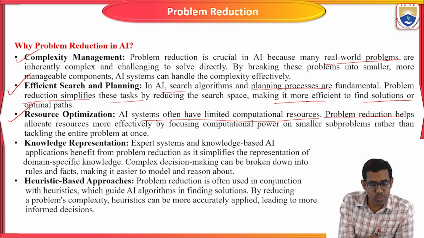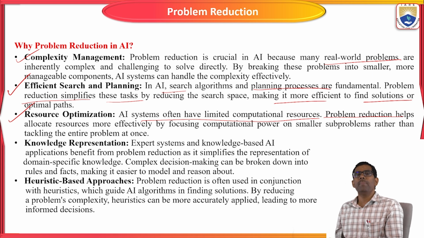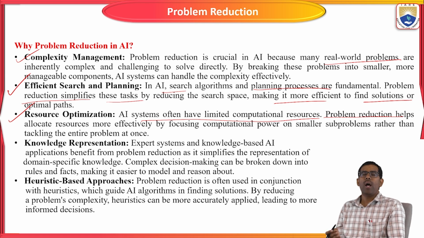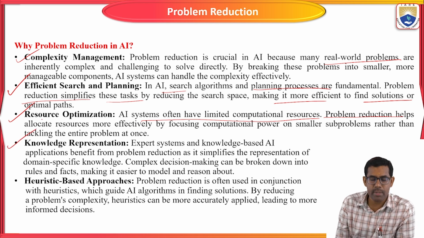Problem reduction helps to allocate resources more effectively. Here, problem reduction helps the artificial intelligence collect enough resources to solve a problem very effectively, right? So that one is resource optimization. The next one is knowledge representation.